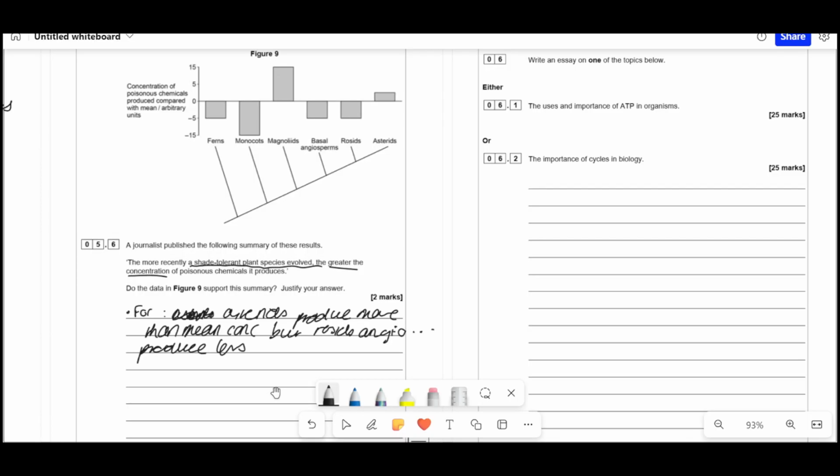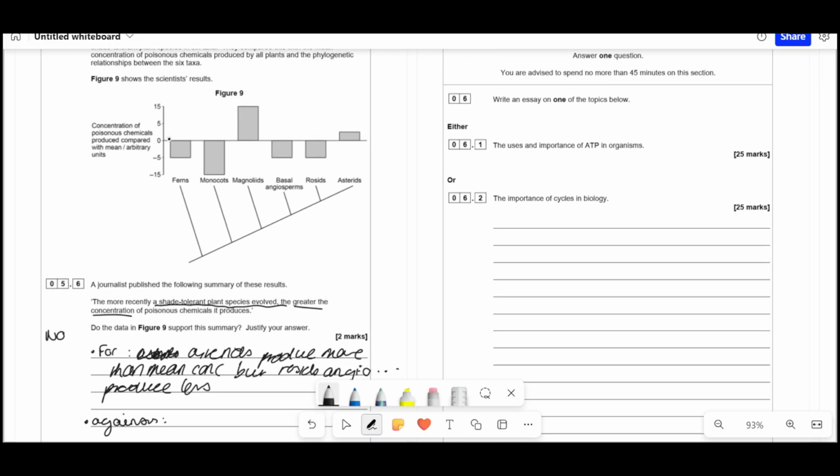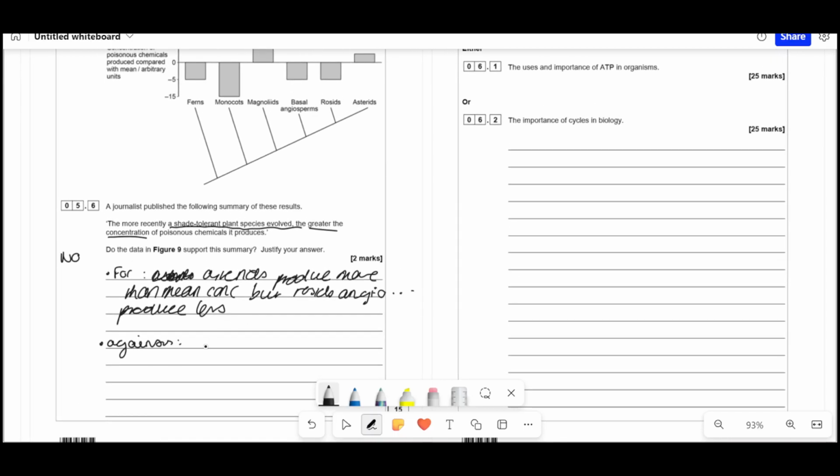Now, let's look at the againsts. Obviously, you should try to make a conclusive statement, so usually say your fors and your againsts, and then you can say therefore. My opinion is that it's no, because, although that's true, we can look at the others. The statement says the more recently evolved, the greater the concentration it produces. Well, if that's the case, surely these bars should be going up like this, and they're not. Magnoliids make the most, so the highest concentration compared to the mean is not in asterids, and they're not the most recent.